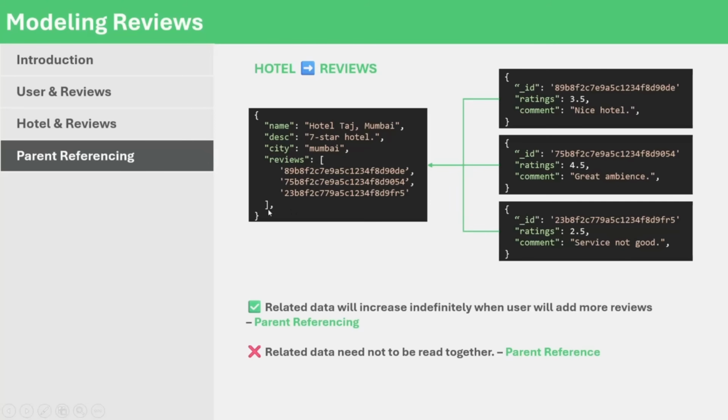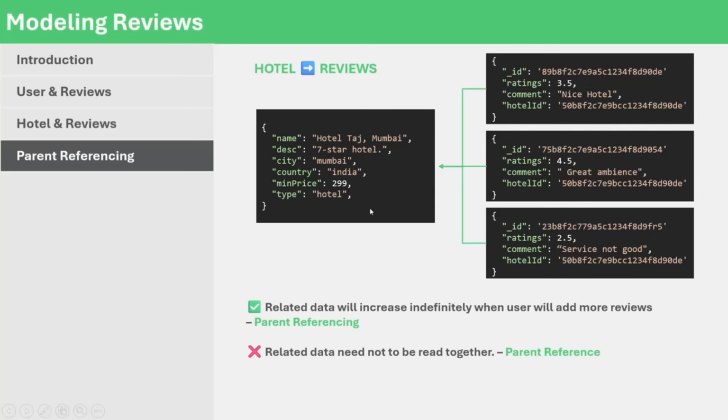So it can grow indefinitely. This is one reason we are not going to use child referencing here in this relationship between hotel and reviews. The other reason is that we don't want to fetch the review details when we fetch the hotel detail, so child referencing does not make any sense here. In this case also we are going to use parent referencing, where the review will store the ID of the hotel for which the review has been made.